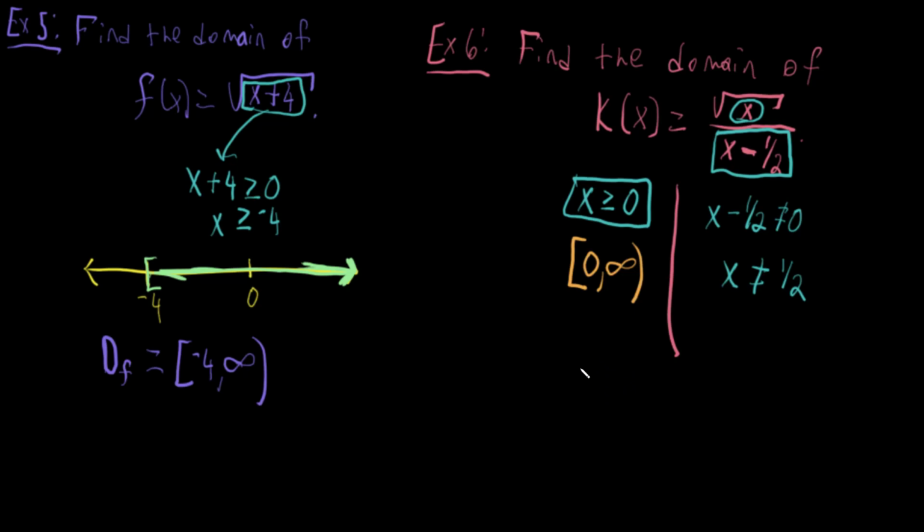So let's take a look at this, and hopefully you were able to puzzle this out. But let's look at this and we're still going to start at 0. We're still going to start at 0. And we're going to go up to the number that we want to exclude. So we want to exclude 1/2.